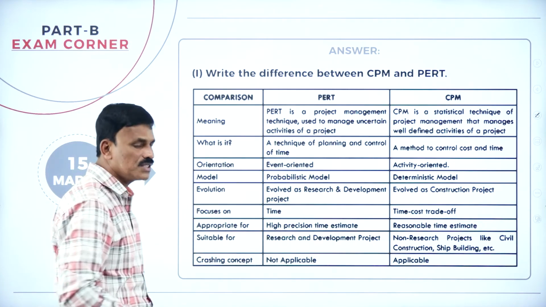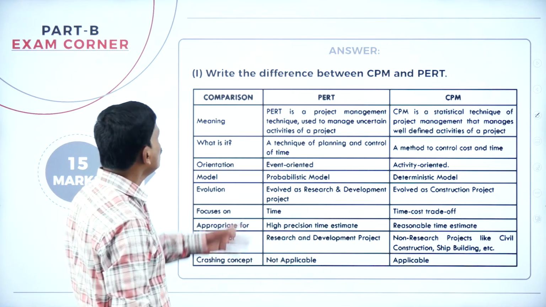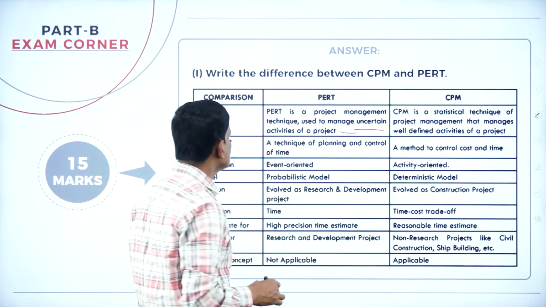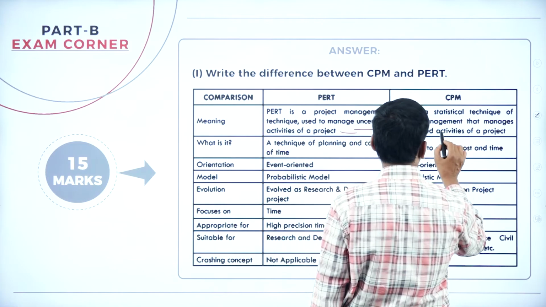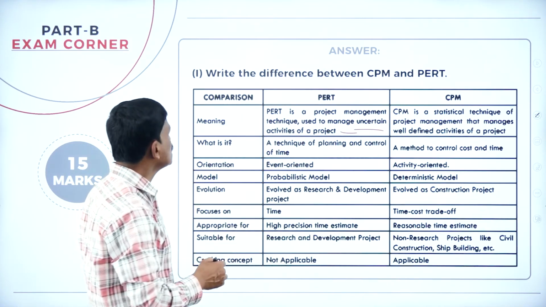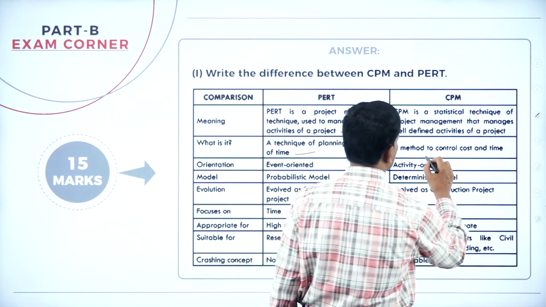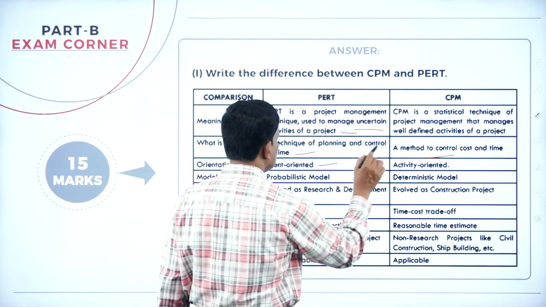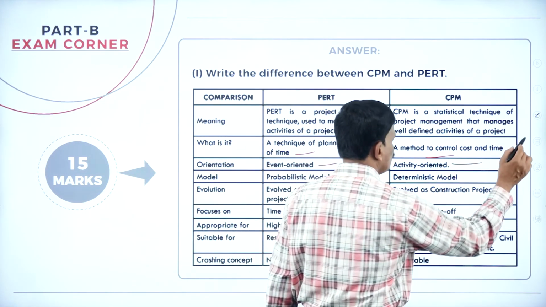Just write down the difference along with the comparison. Let us compare. What is the meaning of PERT? PERT is a project management technique used to manage uncertain activities of a project, whereas CPM is a statistical technique of project management that manages well-defined activities of the project. PERT is a technique of planning and controlling of time. It is a method of controlling cost and time. Whereas the orientation: PERT is event oriented, whereas CPM is activity oriented.